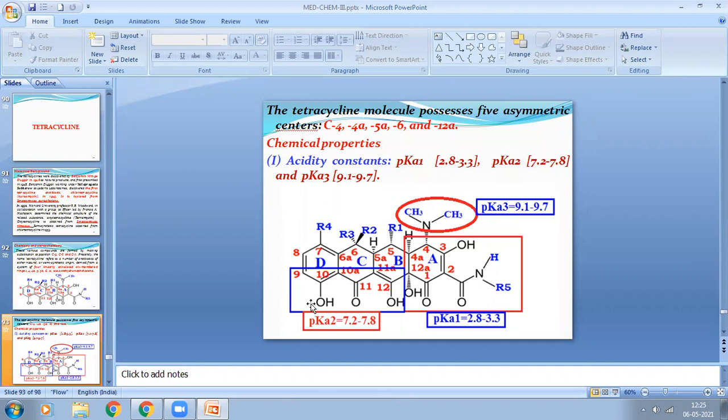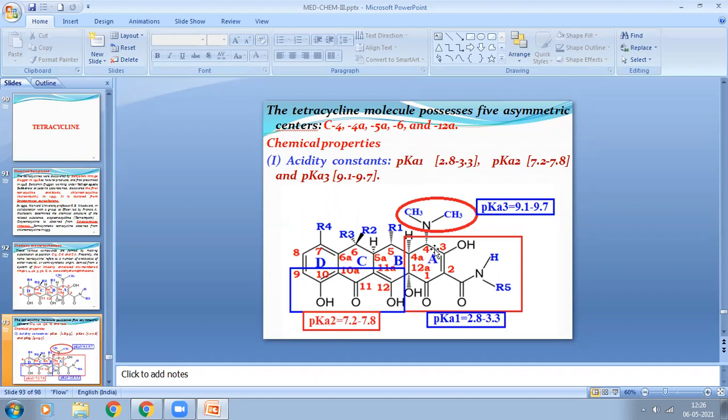What does it mean? At the C10 position a hydroxyl group is there, at the C12 position a hydroxyl group is there, and at the C11 position a ketone group is there. So these two hydroxyl groups act as phenolic hydroxyl groups, whereas this is a ketone group. That's why it is called the phenolic anion system, between C10 and C12. So the pKa2 value is derived from the phenolic anion system between C10 and C12. This is the second pK value for tetracycline.